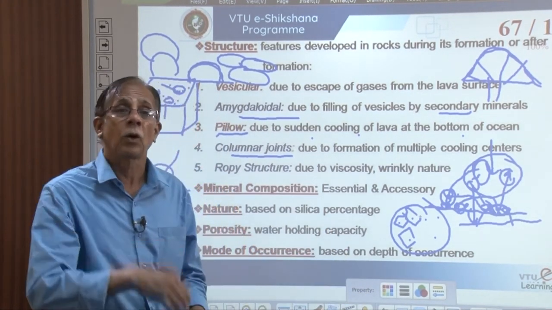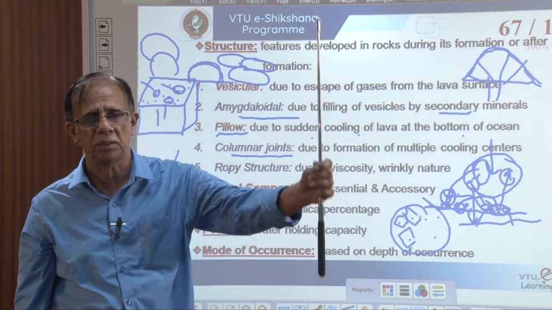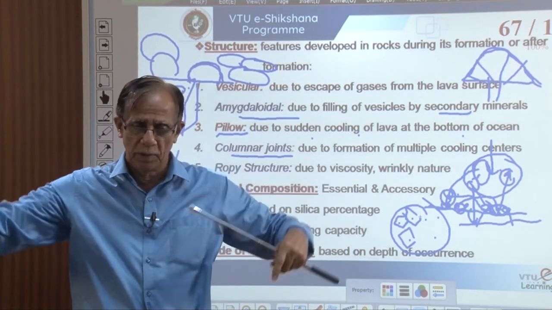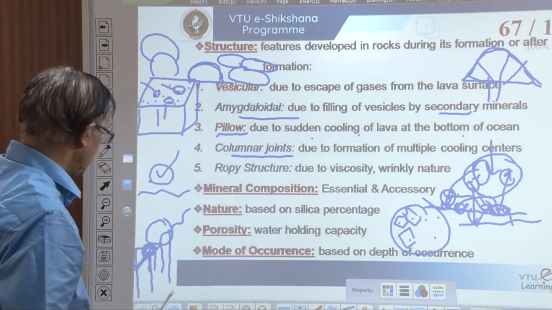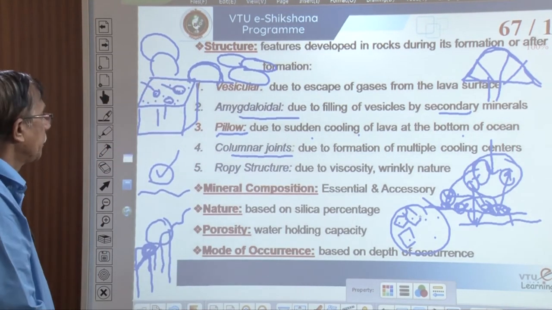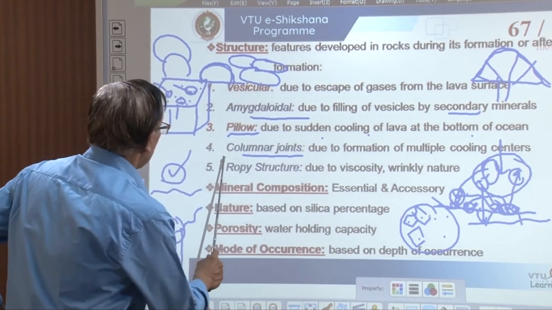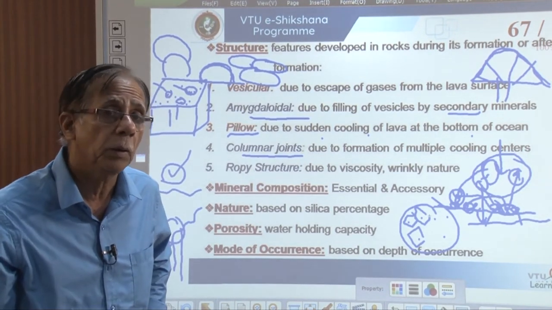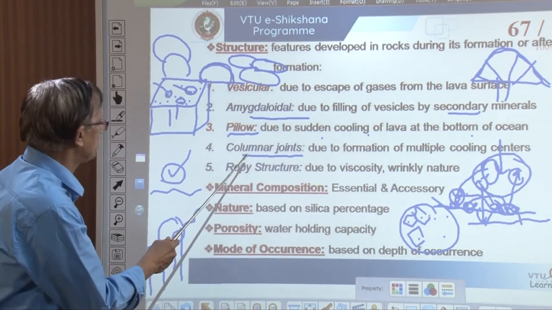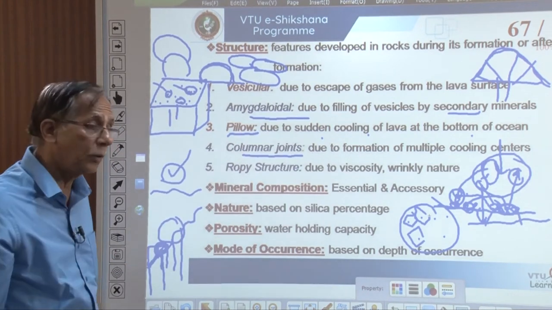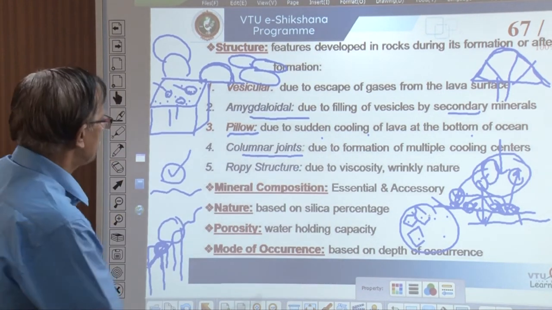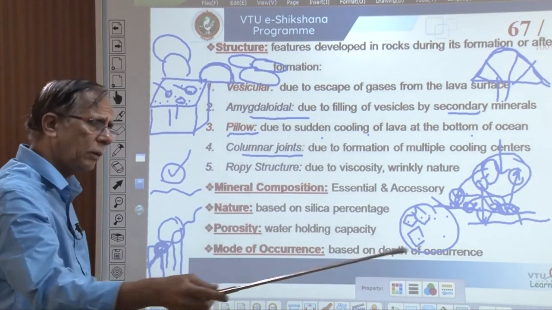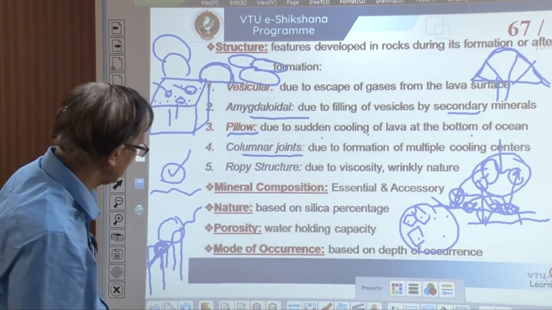Net result is a columnar, pillar-like structure, hexagonal, 5 sides, 6, 7 sides, beautiful structures can result. I will show that picture a little later. So columnar joints, beautiful. St. Mary's Island near Mangalore, Malpe coast is one example. Pillow, Jogi Murdi, volcanics near Chitradurga is another beautiful example of pillow. Vesicular structures are common all along the Deccan Trap, Maharashtra, like that.